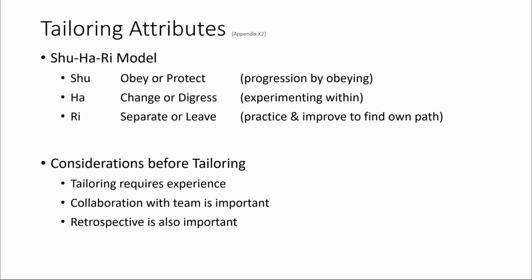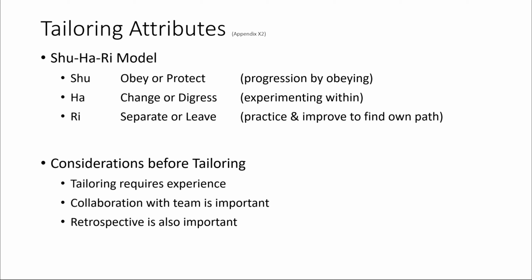Before we move forward with section 2, let's take a look at Appendix X2, Attributes that Influence Tailoring. Introduction. This appendix provides high-level guidance on when and how to tailor agile approaches. It can be used to determine circumstances that might warrant changing or introducing new techniques, and then offers some recommendations to consider.